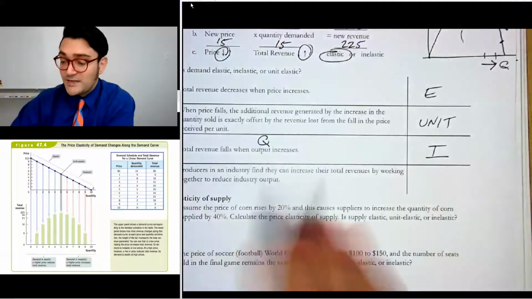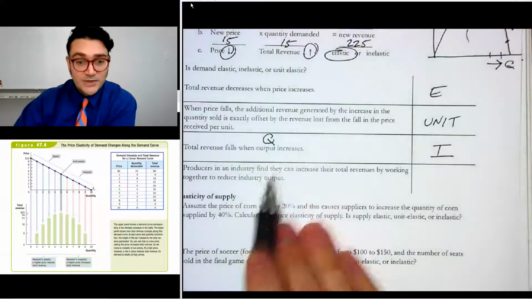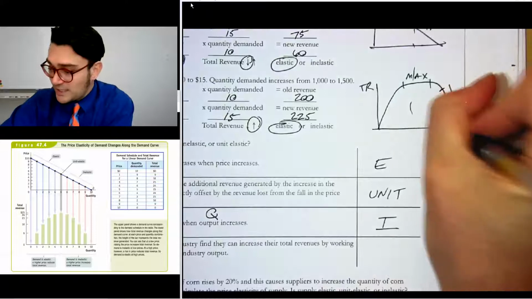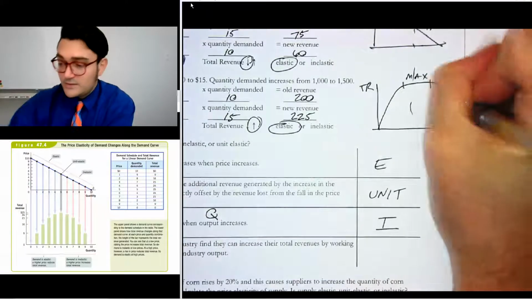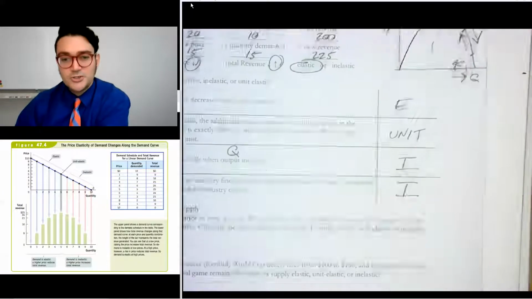Producers in industry find they can increase total revenue by reducing output. Now, you could just observe that that's the opposite of this one, but we could just say, if you're reducing output and you're moving up, then that counts as essentially saying inelastic. It's just the reverse direction.